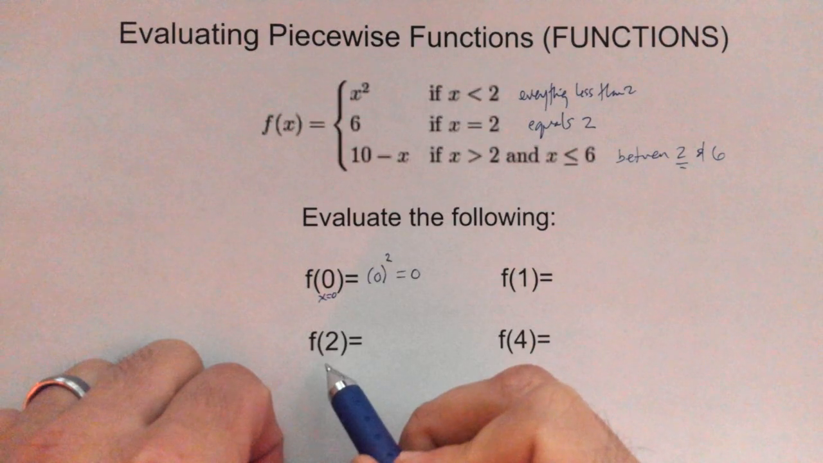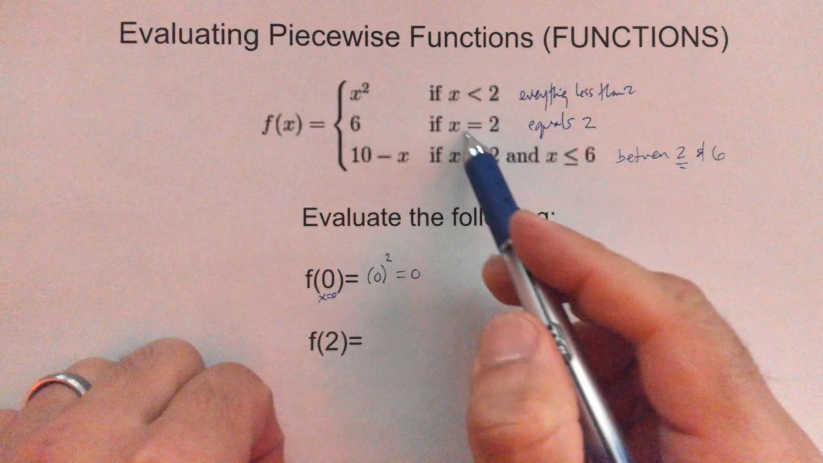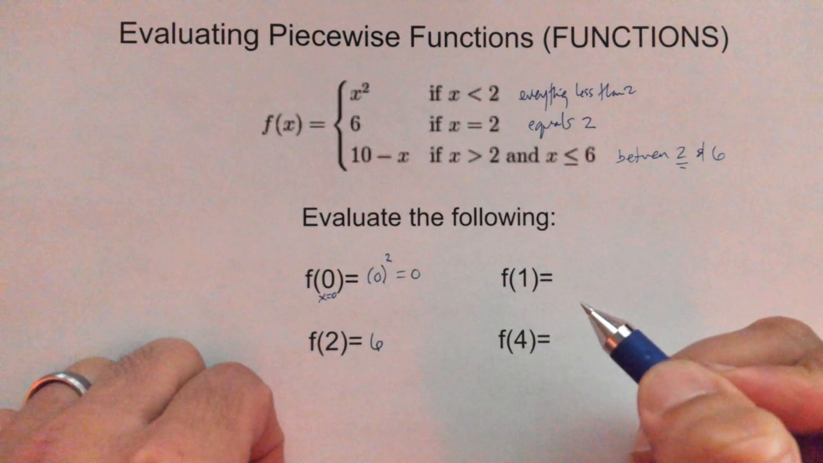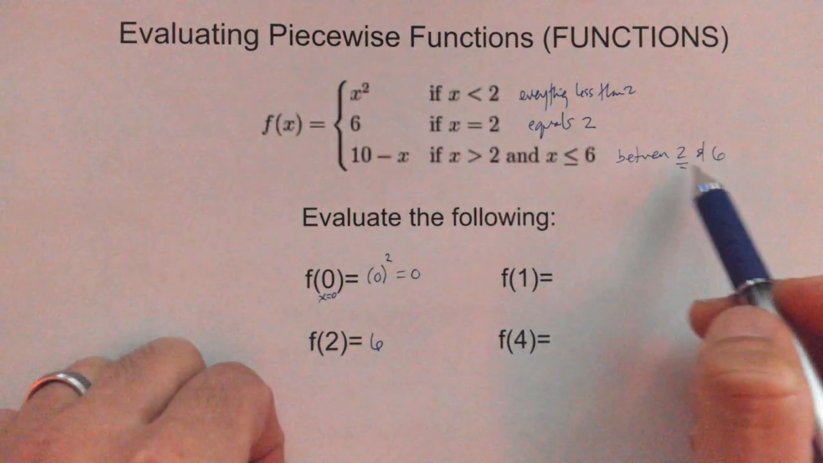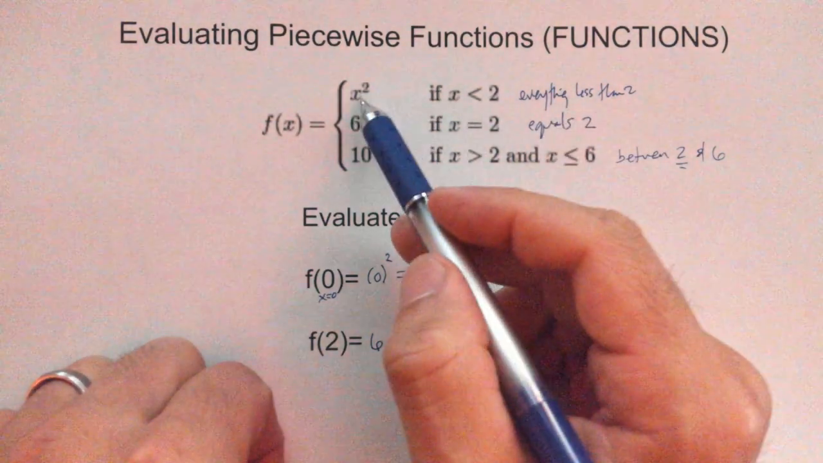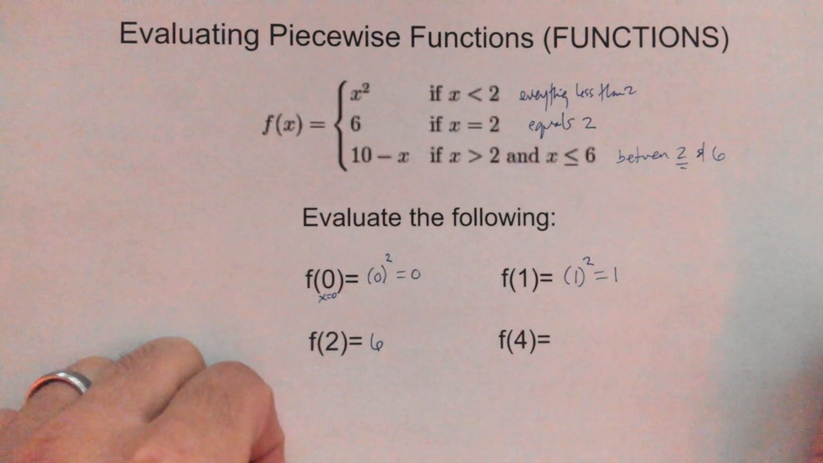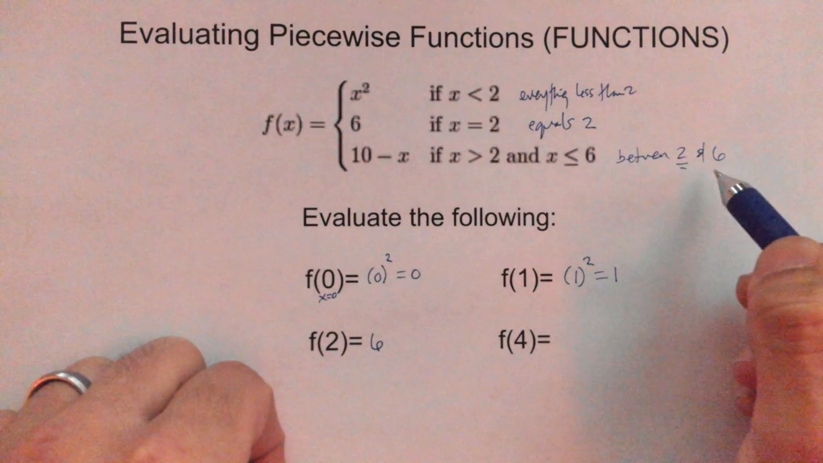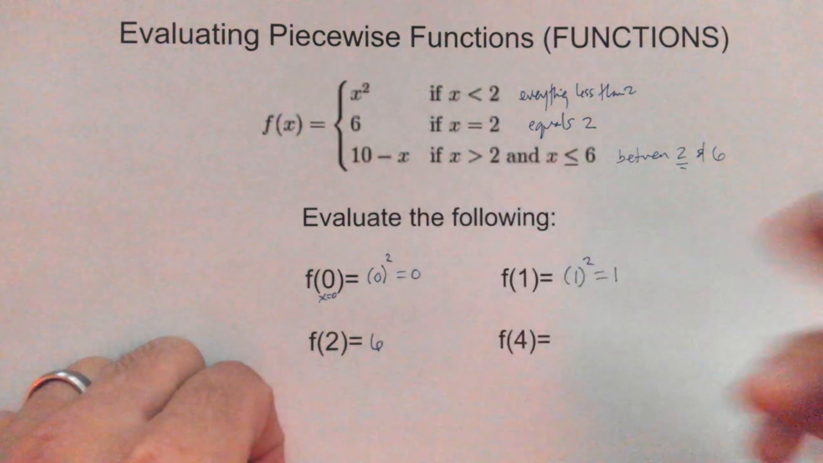What about when x equals 2? Well, the 2 value exists right here, which means the output will be 6. When x is equal to 1, 1 does not exist between 2 and 6. It exists here, where x is less than 2. So I plug 1 into this equation, and that's my output. What about at 4? 4 exists between 2 and 6, so I'm going to use this equation, and I get 10 minus 4.